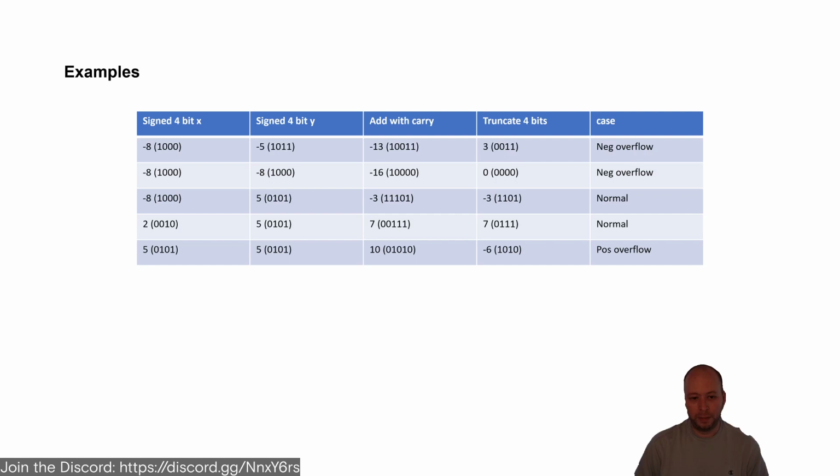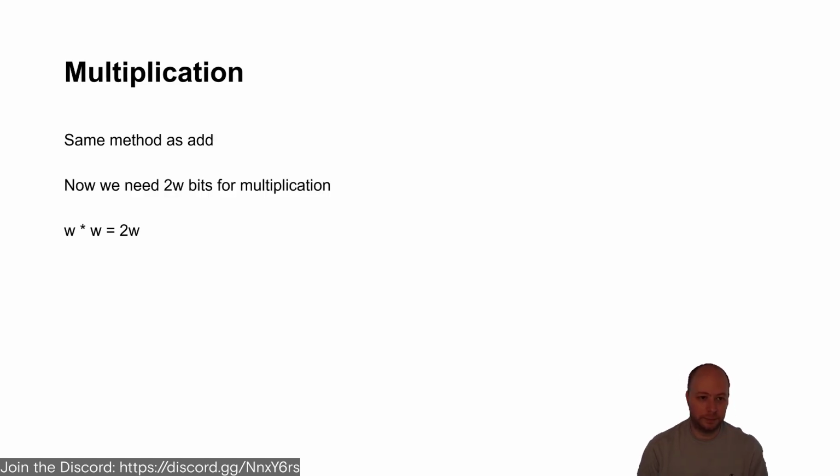It's normal. 2 plus 5 is 7. You cut off that extra bit. Again, 7, normal. When you have 5 plus 5, you get 10. You actually remove that last bit and you get -6. So with signed, it's a little bit different where that overflow bit can behave kind of erratically.